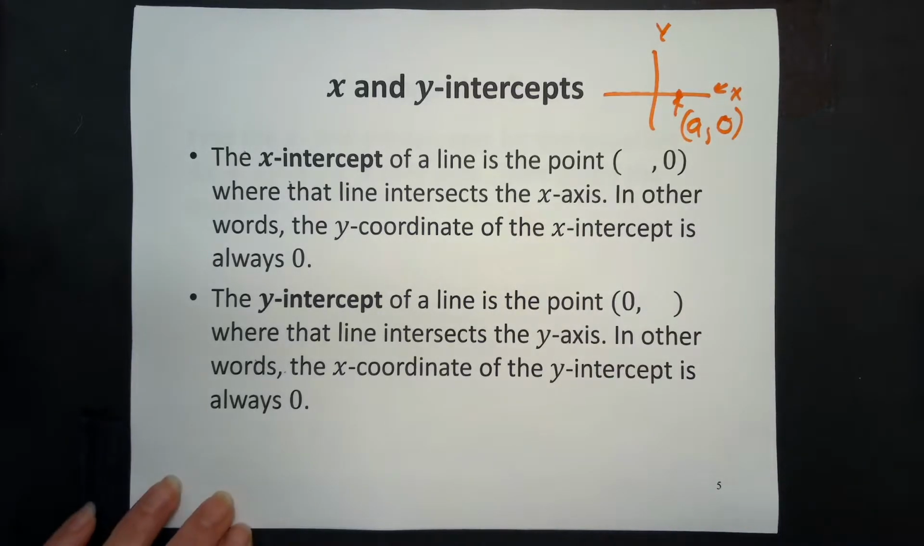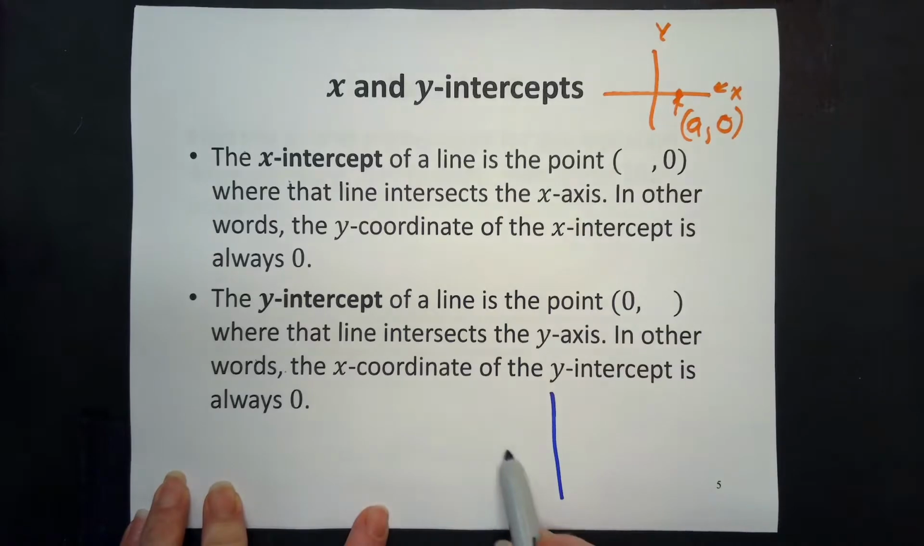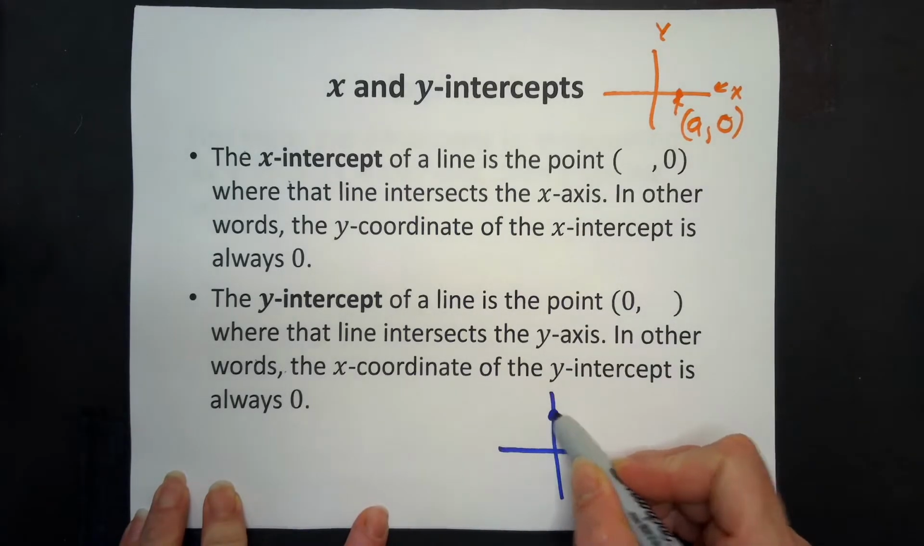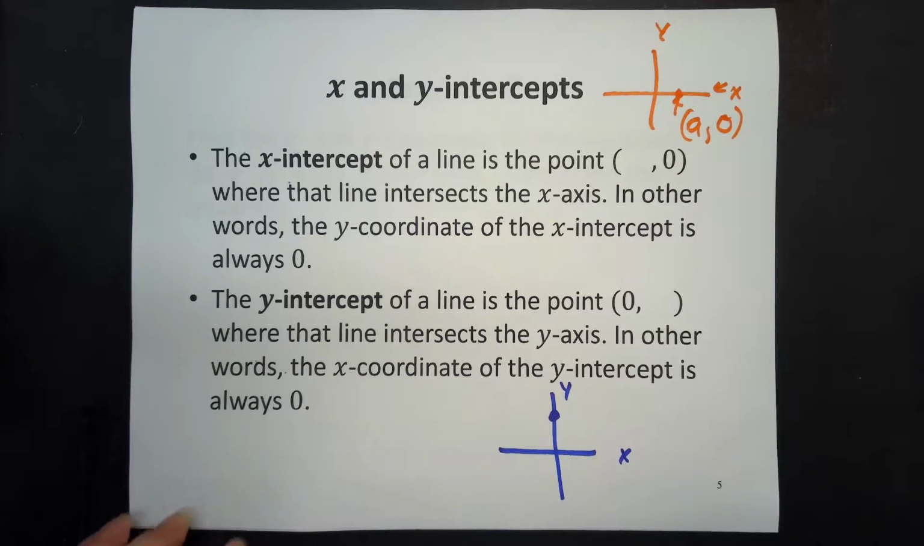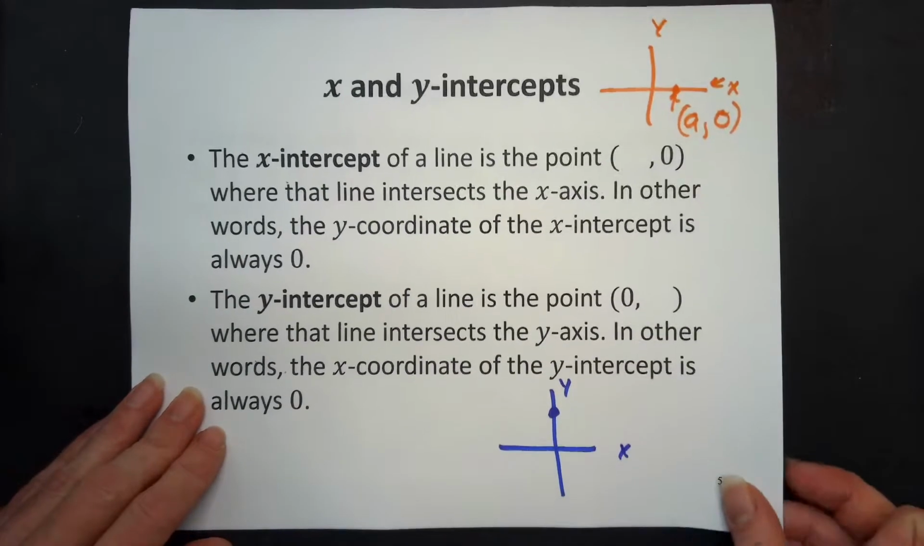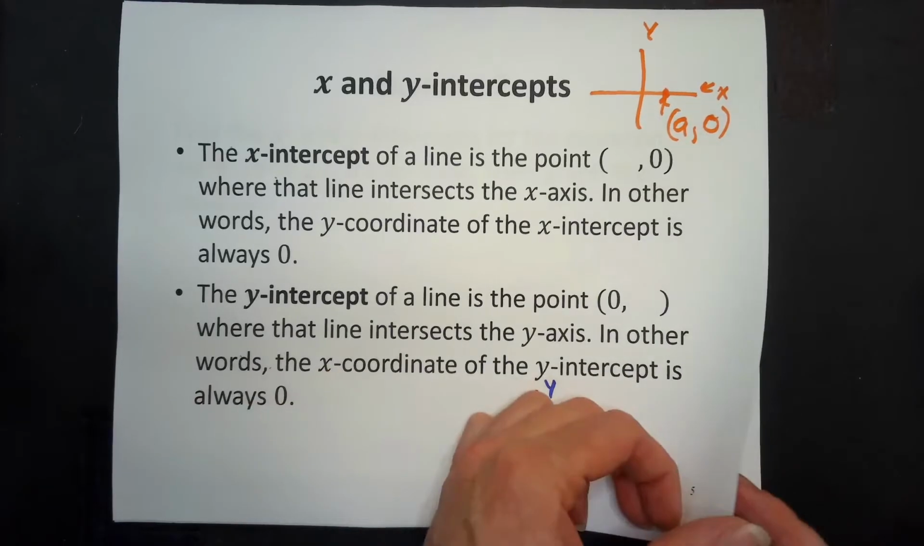And then the y-intercept of a line is the point (0, blank) where the line intersects the y-axis. In other words, the x-coordinate of the y-intercept is always 0. Once again, we draw an xy axis and say, if we want to be on the y-axis right here, our x-coordinate has to be 0. I'm going to move 0 left, 0 right, and then move up y units.